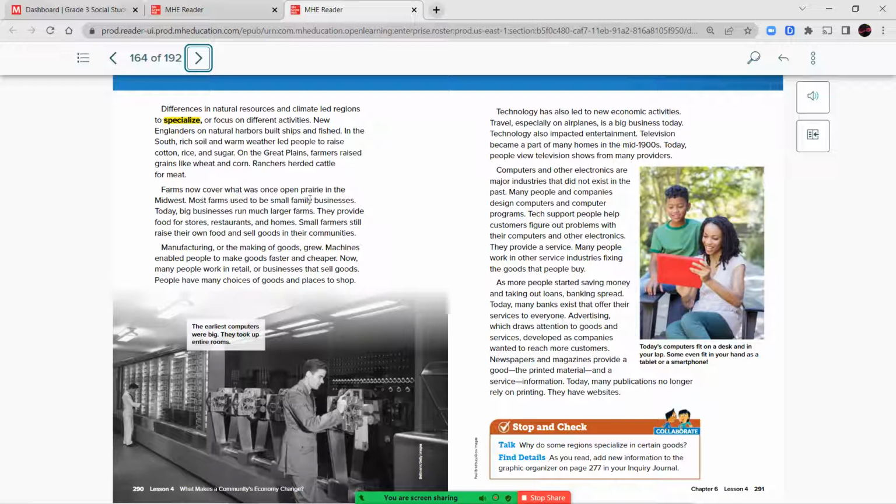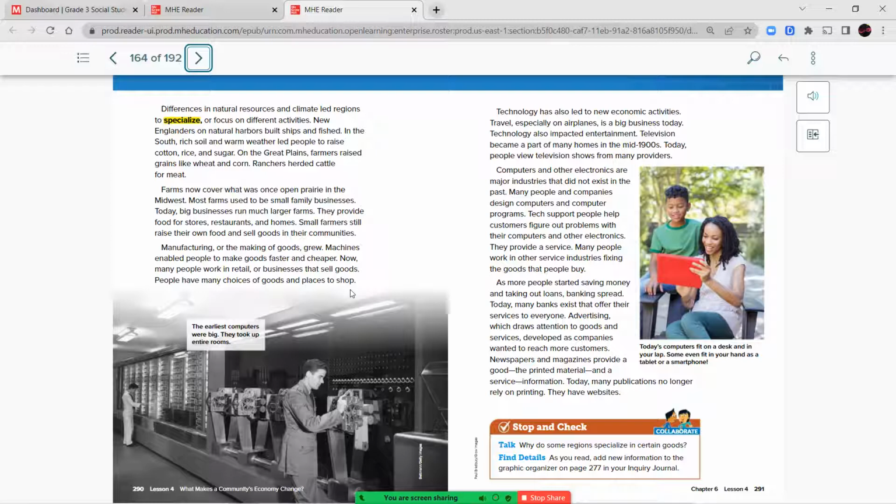Farms now cover most of what was once open prairie in the Midwest. Most farms used to be small family businesses. Today, big businesses run much larger farms. They provide food for stores, restaurants, and homes. Small farms still raise their own food and sell goods in their communities. Manufacturing, or the making of goods, grew. Machines enabled people to make goods faster and cheaper. Now, many people work in retail or business to sell these goods. People have many choices of goods and places to shop.